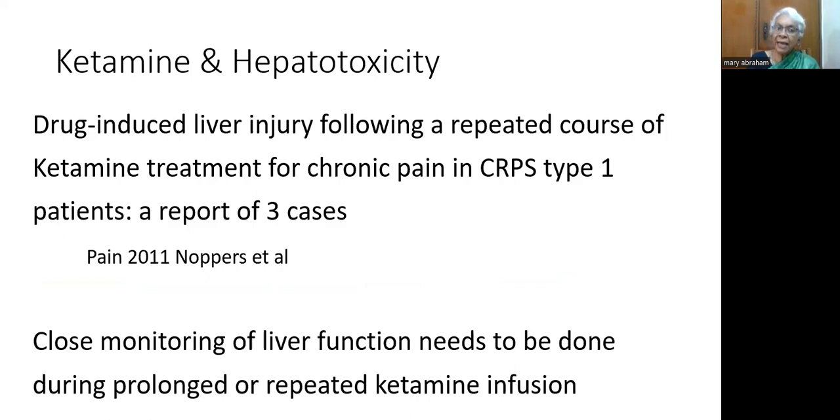Now, ketamine can cause hepatotoxicity. And this has been observed in patients with chronic regional pain who were treated with ketamine. So we need to closely monitor the liver function as well, particularly with prolonged or repeated ketamine infusion. Next, please.